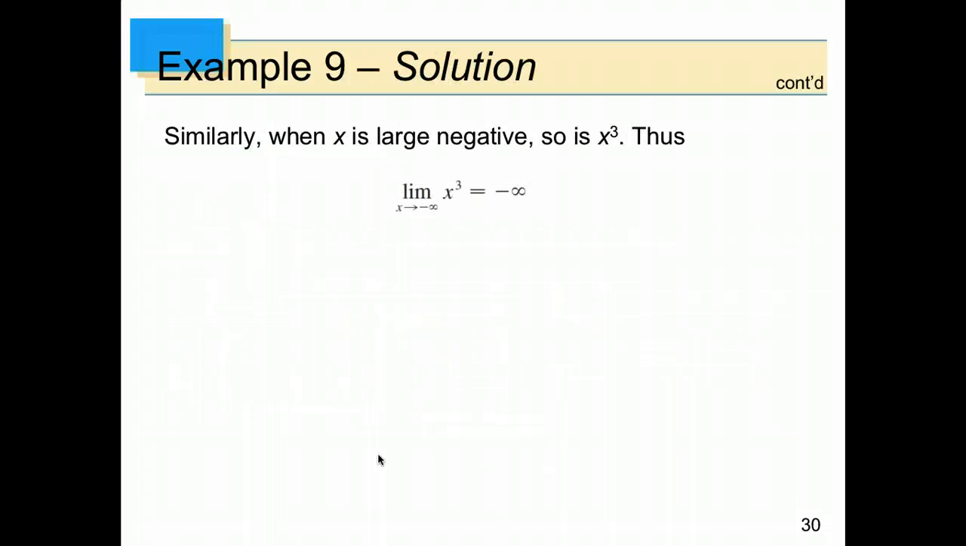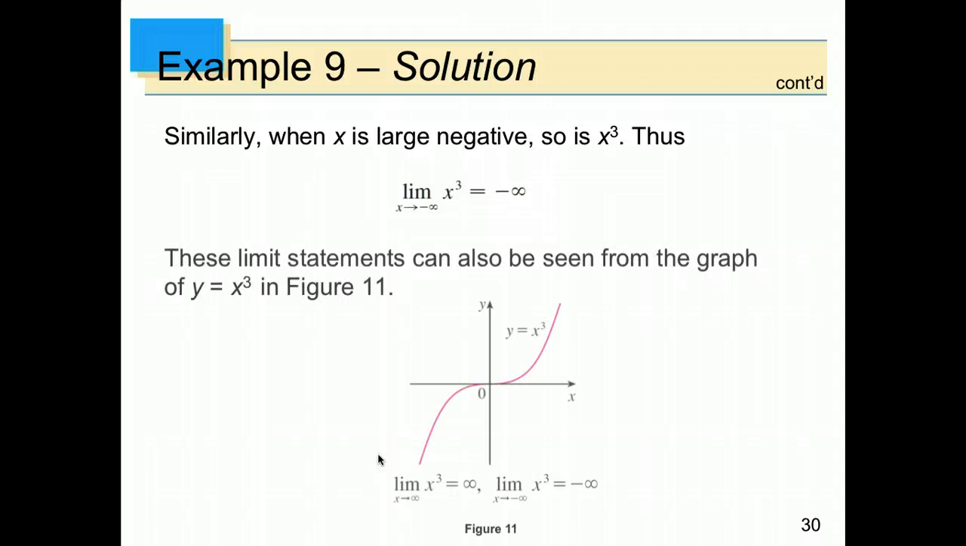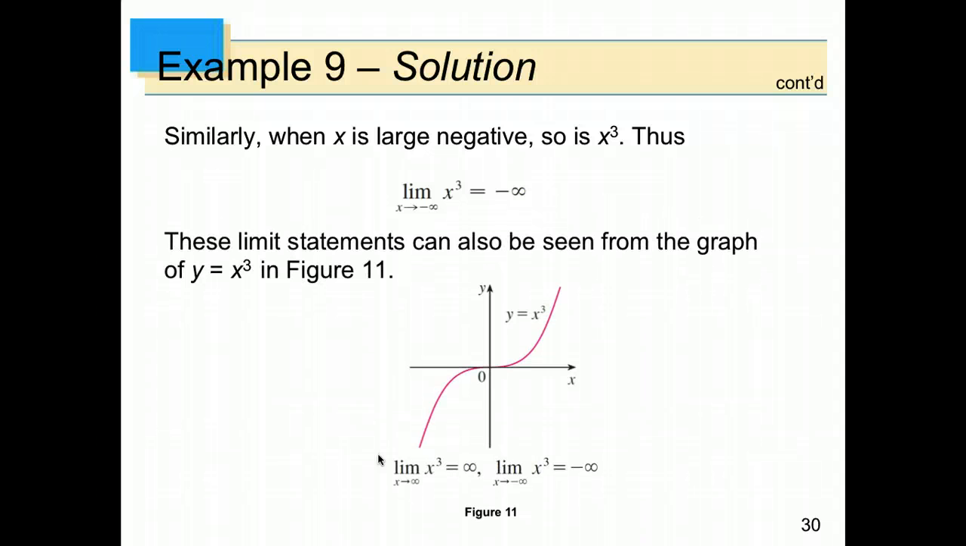Similarly, when x goes to large negative values, x cubed gets really, really small, large negative, if you want to look at it that way, so it's going to negative infinity. So there's no limit, but we're just talking about the behavior of that graph there. And once again, you're familiar with the function, so you should be able to recognize that on the graph itself.